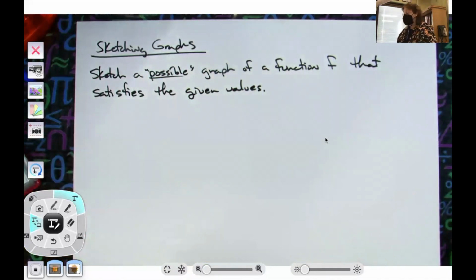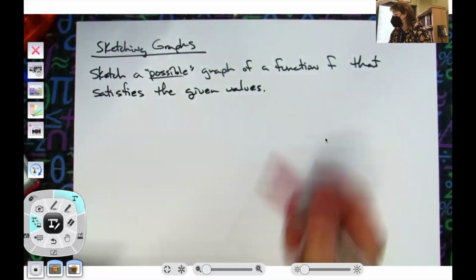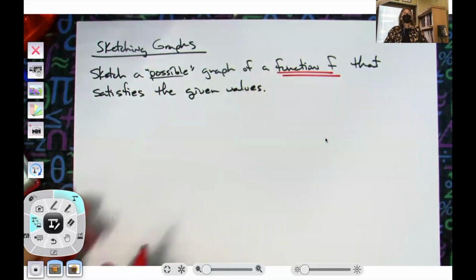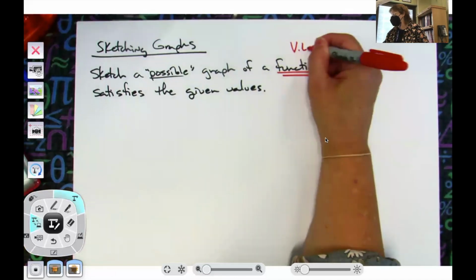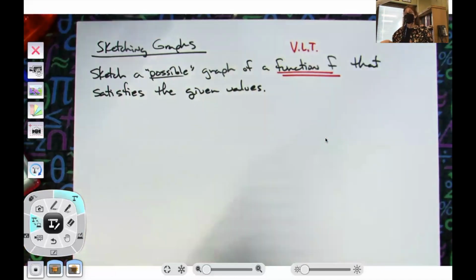Important keyword here. I told you to sketch a function. If you have to sketch a function, it has to pass the vertical line test. So when you get done with your picture, you should try that vertical line test and see if it passes. Because if at any point it fails, you didn't do what it said to do.